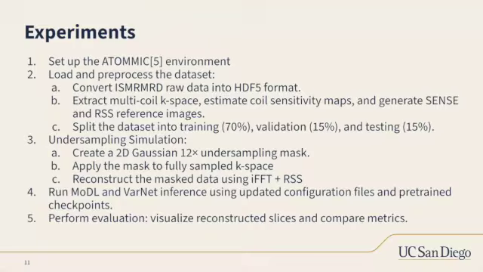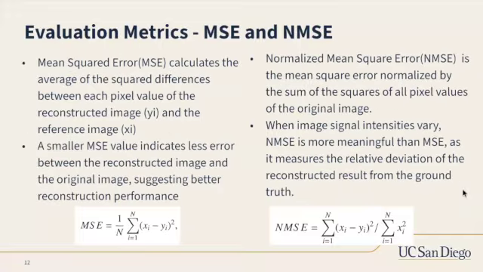For the undersampling simulation, we created a 12 times Gaussian mask and applied it to the fully sampled k-space. We reconstruct the masked data using IFFT and RSS to show how severe the loss of detail is. And finally, we ran the MoDL and the WARNet with updated configuration files and the pre-trained weights and evaluate the reconstruction results. With the experiment set up, we now introduce the metrics we use to measure the quality.